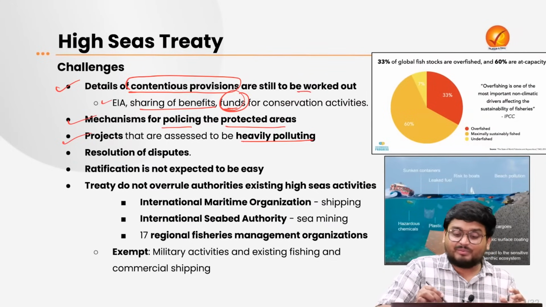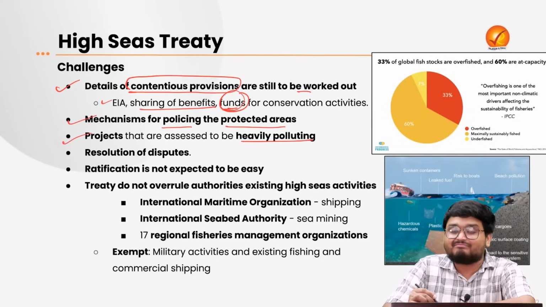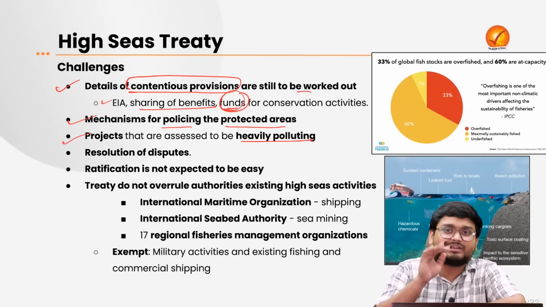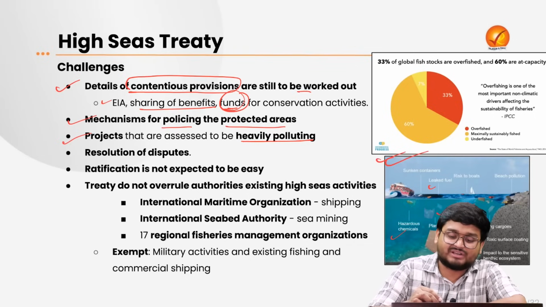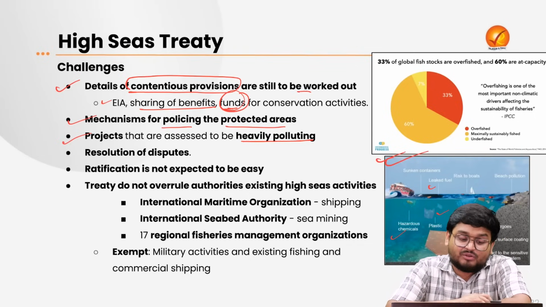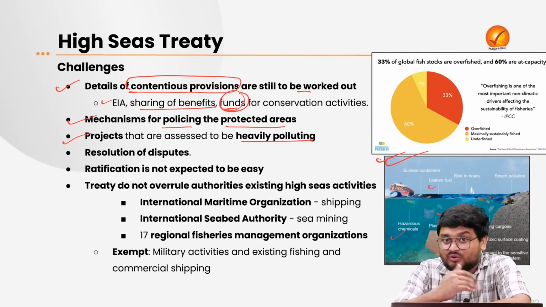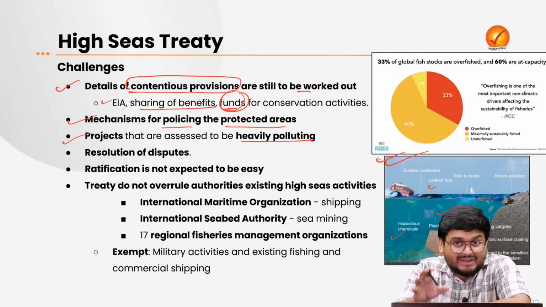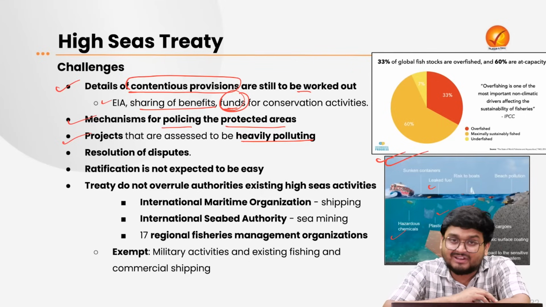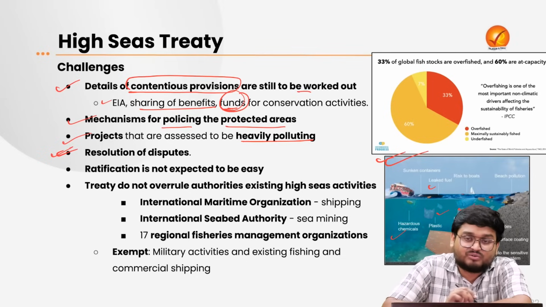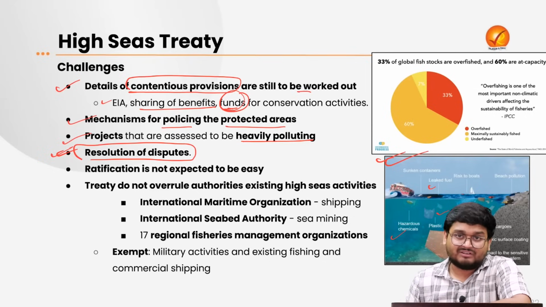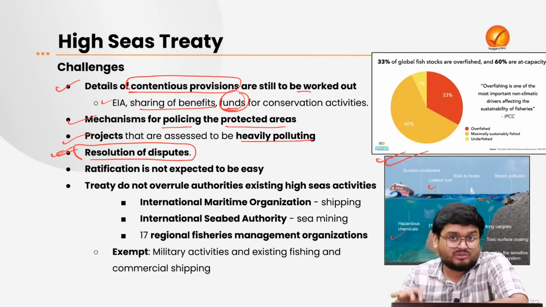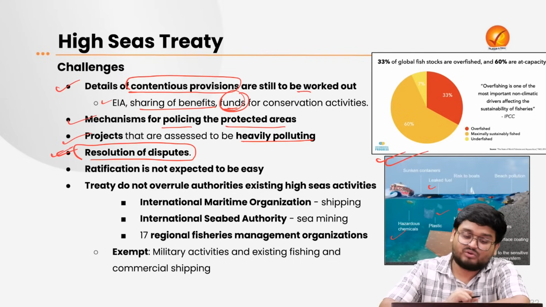Next, projects that are assessed to be heavily polluting. For example, there are many heavily polluting industries, such as the shipping industry, which leaves plastic, heavy metal, hazardous chemicals, leaked fuel all around the ocean. How they will be addressed, how the waste will be recovered, how the particular nations and the companies will be held accountable, that is also not clear yet. Another most important issue is how the disputes between the various countries over the high seas will be resolved. So will there be any international mechanism at the UN, or will another body be set up? That is also not clear.